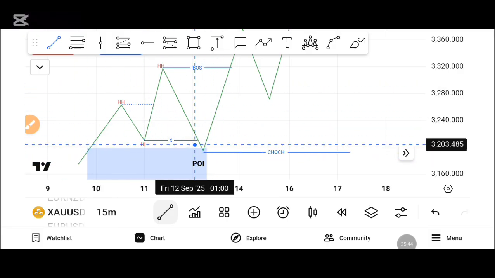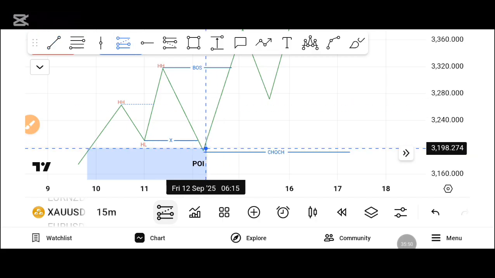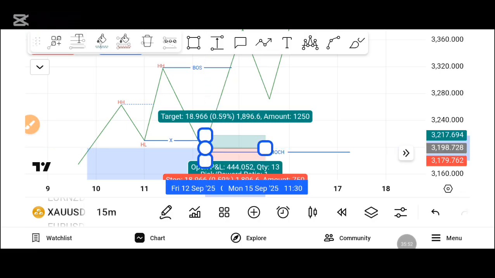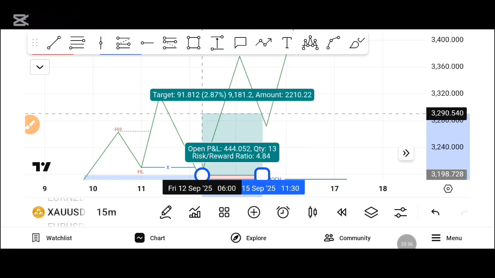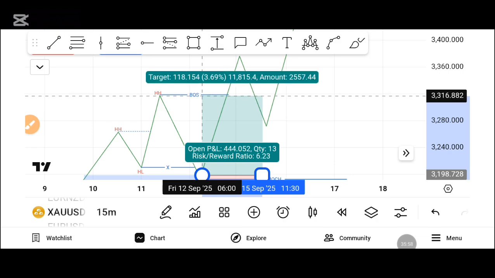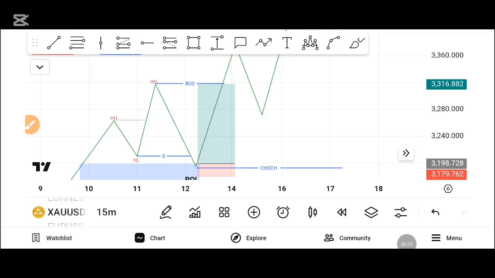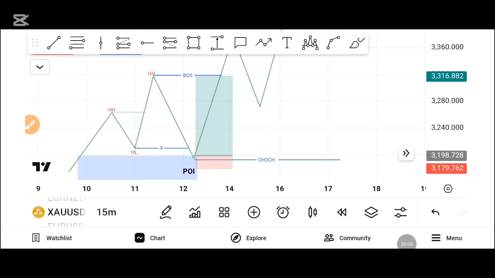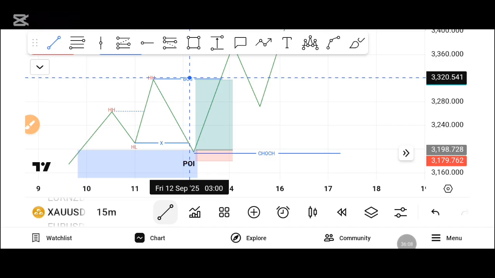We cannot take a long position from here. We cannot place our order exactly from this point. We can place our order from this point here, and we target the new high that is here. This now becomes our break of structure, targeting this particular high.